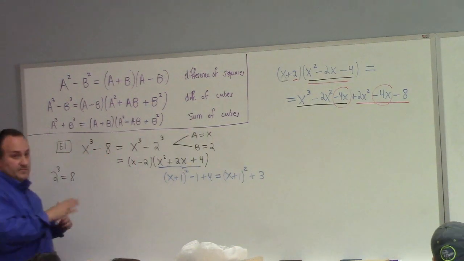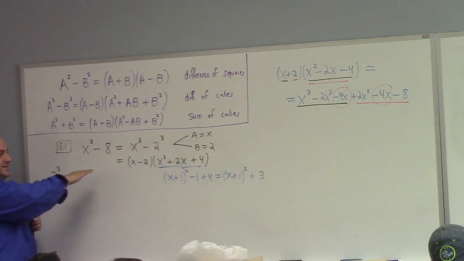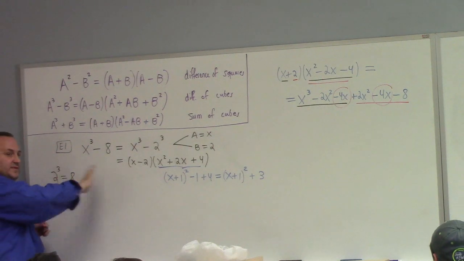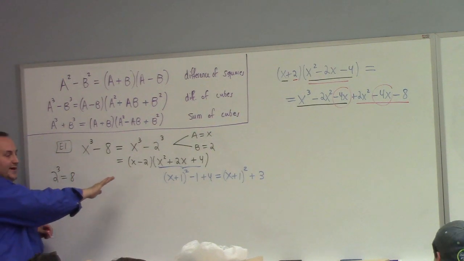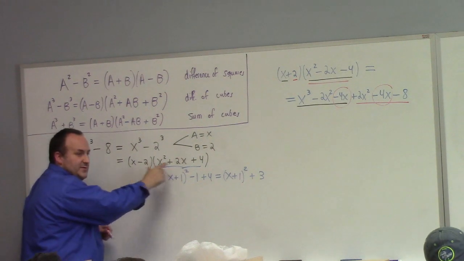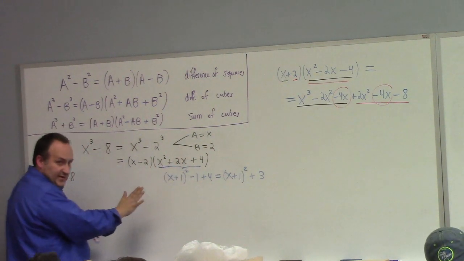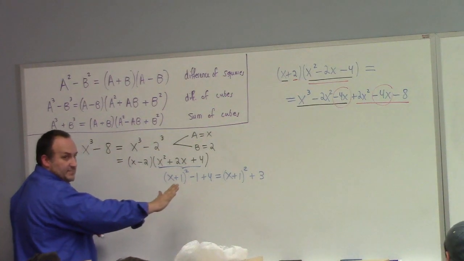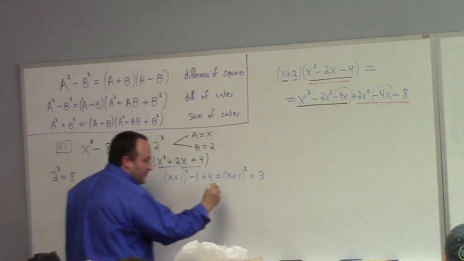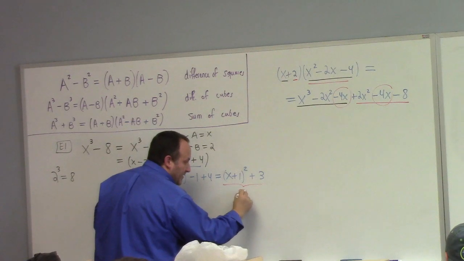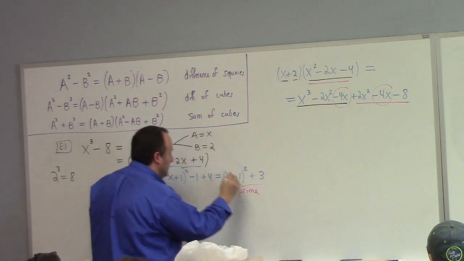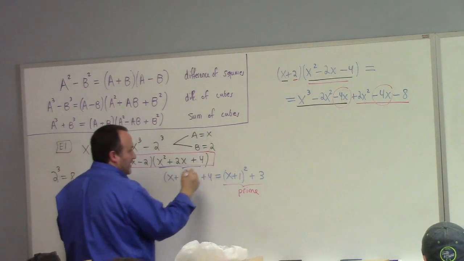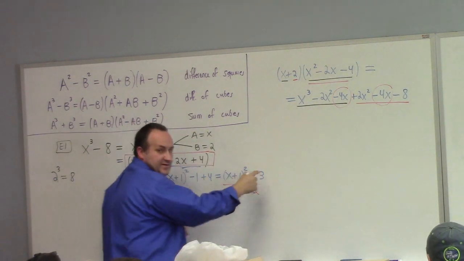All right, so listen, we're done with this one. This is completely factored over the reals. Why? Because we have x minus 2 and we have this quadratic, but the quadratic, as you can see from what's in blue, is prime. So this shows this is a prime polynomial. It cannot be factored over the reals. It's because it's the sum of squares here.